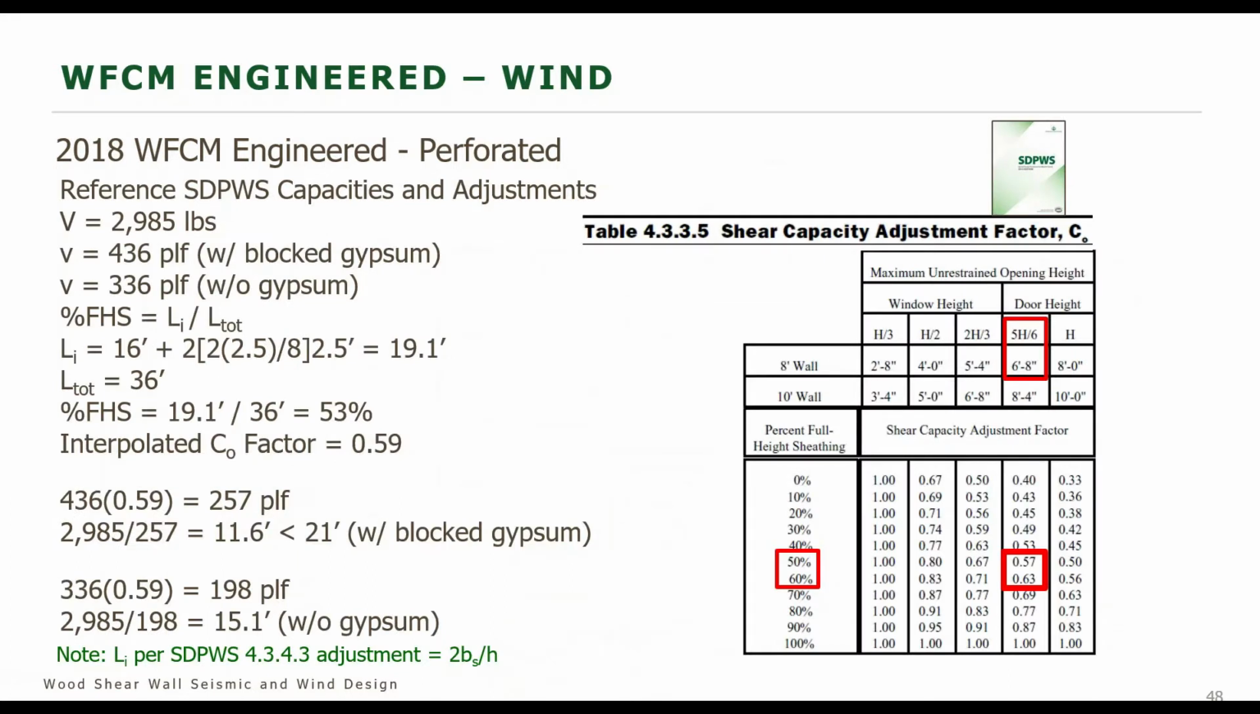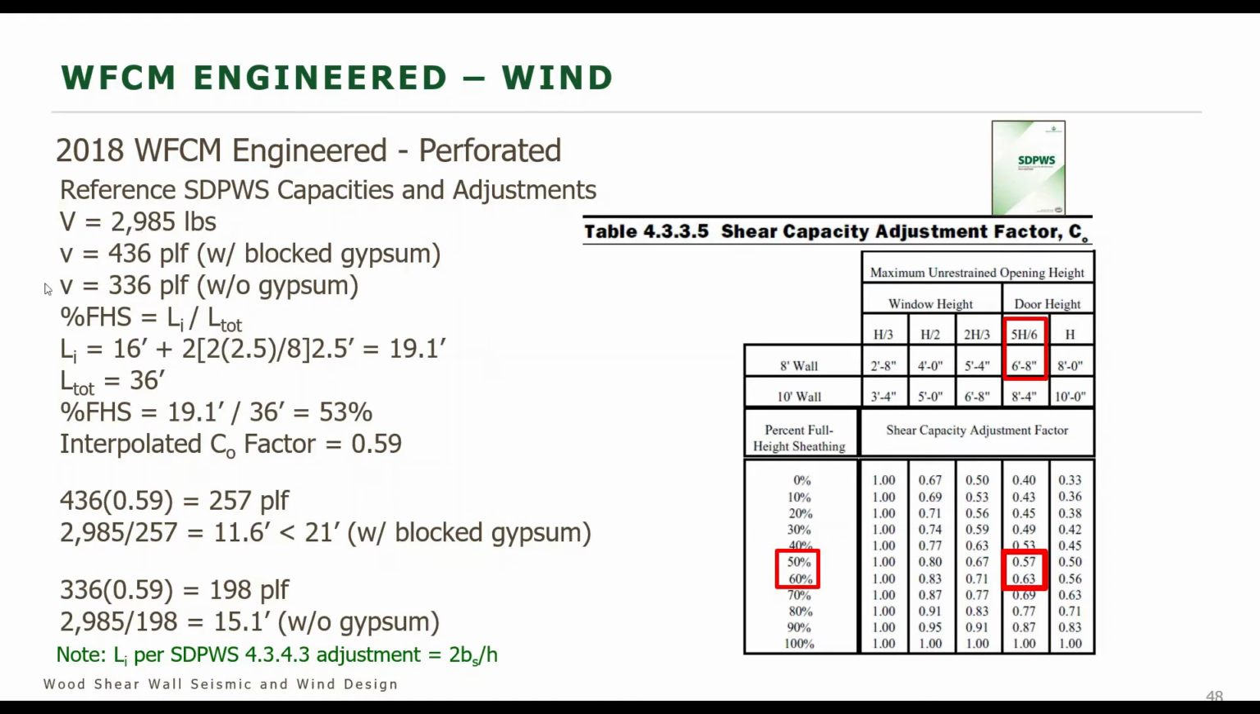All right, but let's say we're going to sheathe the entire wall once again, so we want to do a perforated design approach. The approach that's described in chapter 2 of the WFCM reference is the SDPWS capacities and adjustments. So if we look at our wall capacities, again, we were able to see that it was 436 pounds per lineal foot for the wall that used the block gypsum interior. And then it was 336 pounds per lineal foot for the wall without gypsum.